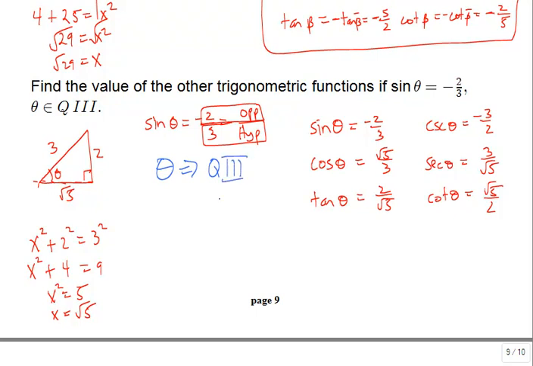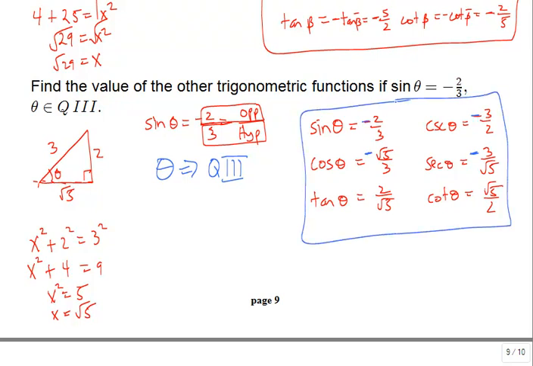So in quadrant 3, what is supposed to be negative? Everything is negative in quadrant 3 except tangents and cotangents. So the sines and the cosecants should be negative, the cosines and the secants should be negative, but the tangents and cotangents will become positive. And that's my final answer. So it's a nice simple way to kind of ignore the positives and negatives temporarily, ignore the quadrant that you're in temporarily, find out what all of your fractions are, and then put in the correct positives and negatives at the very last step.